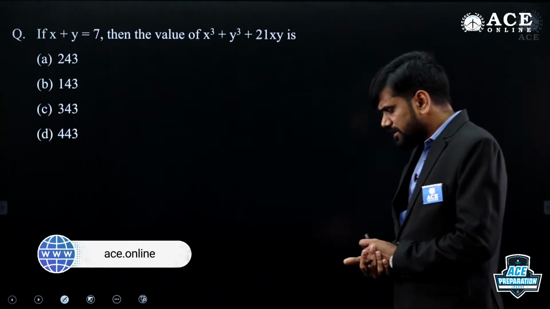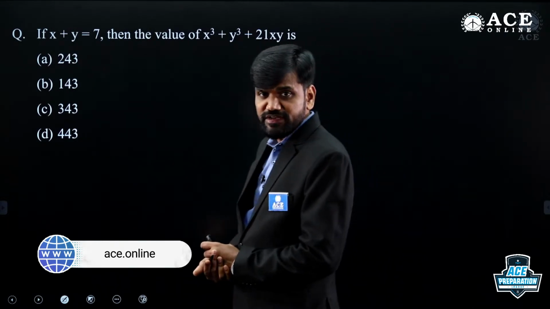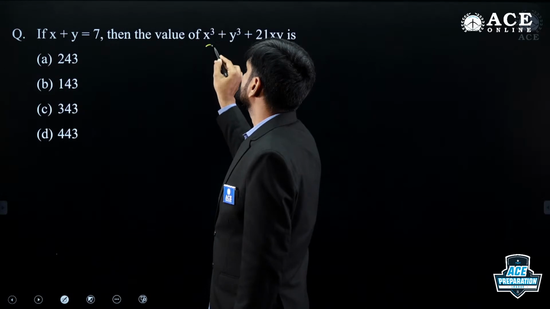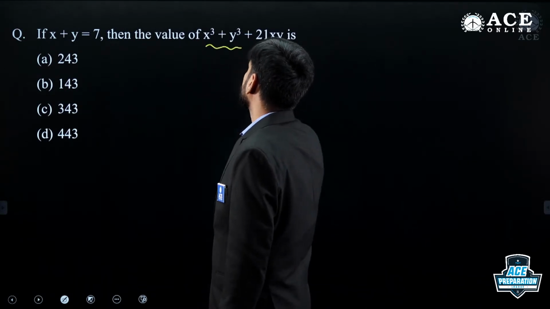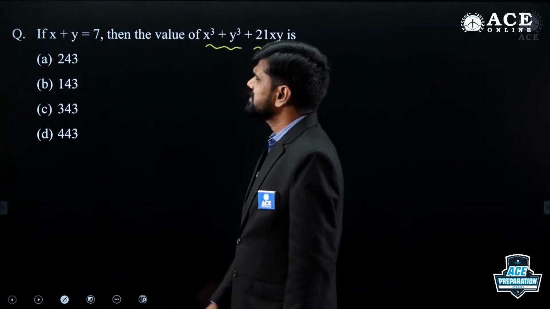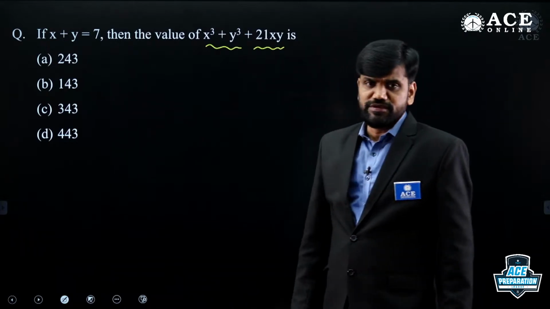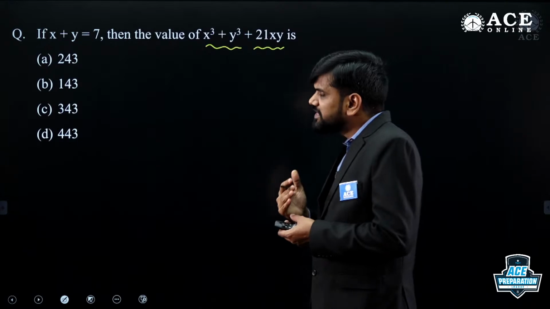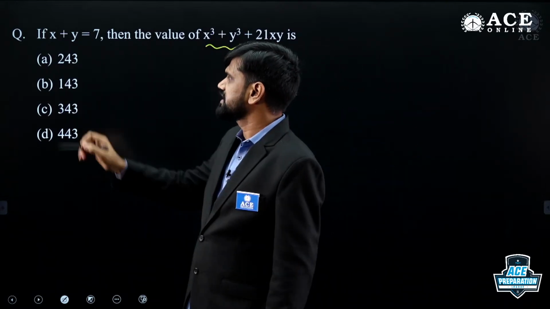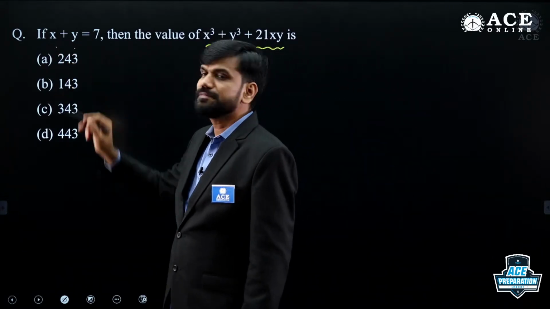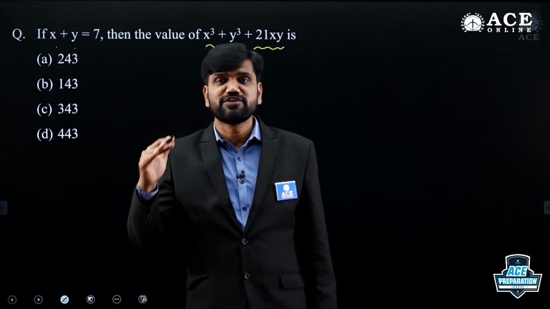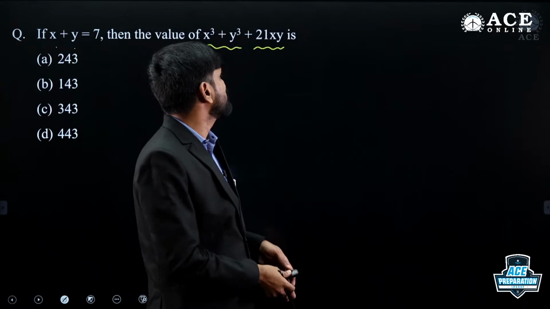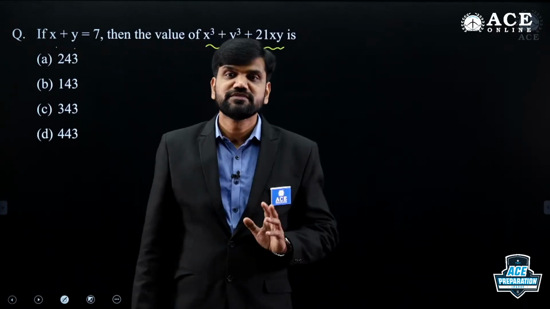Going ahead with, if x plus y is equal to 7, then the value of x cube plus y cube plus 21xy is. Please observe it here. Without applying the formula, still I can manage. Whenever they are giving you a single condition like this, you have full freedom. Because they simply said x plus y equal to 7, you can take any value for x and y and substitute the values over here, and that will give you the answer.